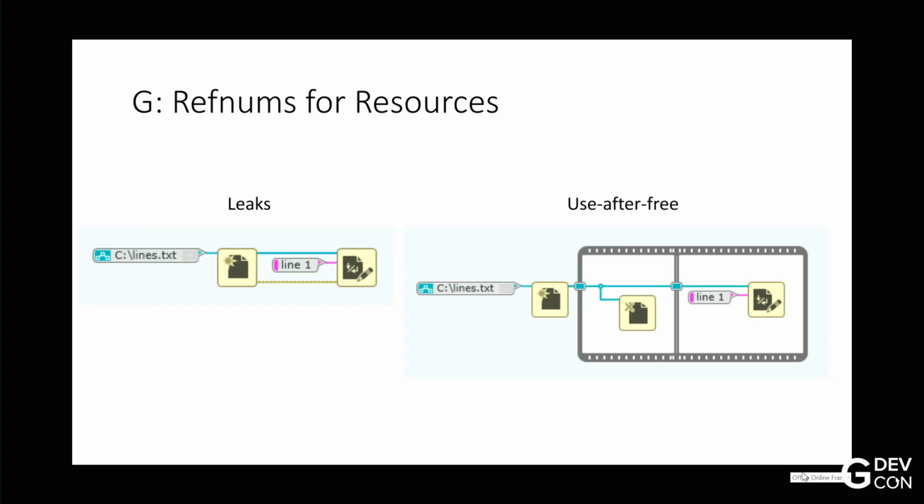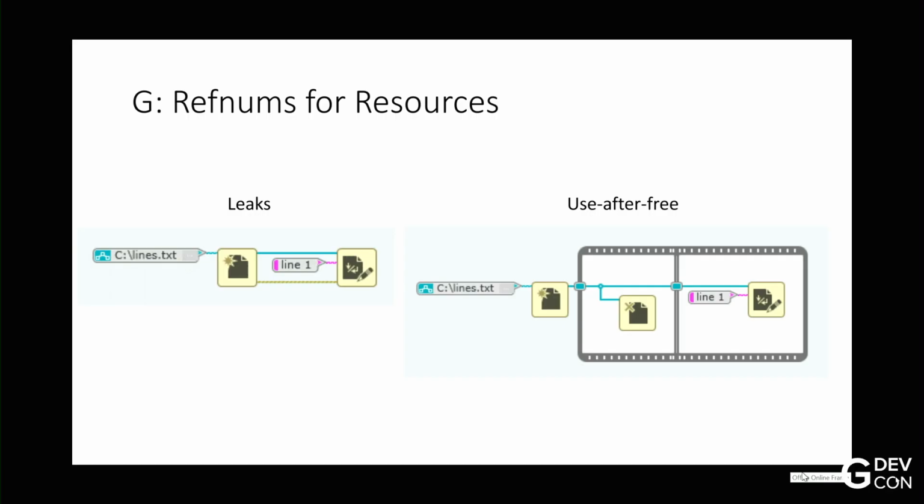For those three things and for other types, G has what are called refnums, or references. These are sort of handle-like types that refer to something in a table that's maintained by the LabVIEW runtime, and the LabVIEW runtime tracks what each refnum is referencing. But refnums suffer from at least two different kinds of problems, and they've already been kind of alluded to in some of the other presentations today.